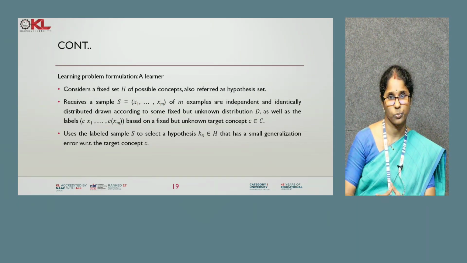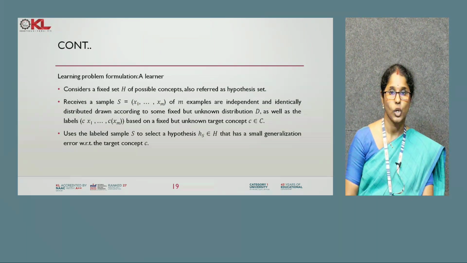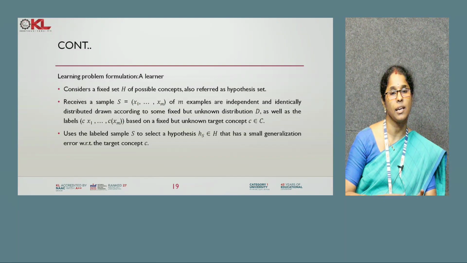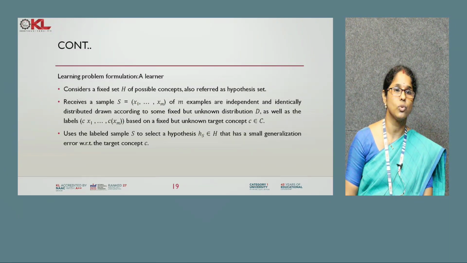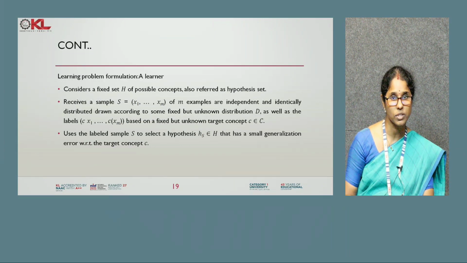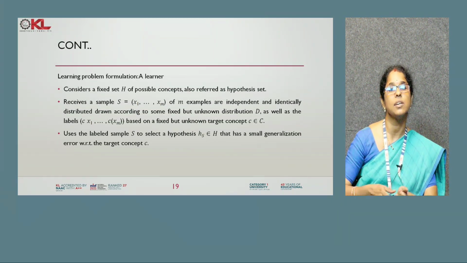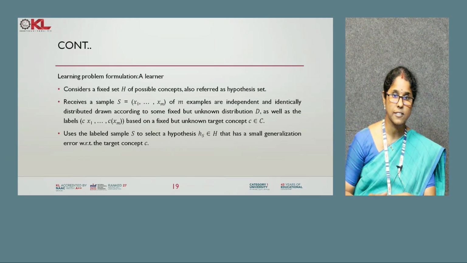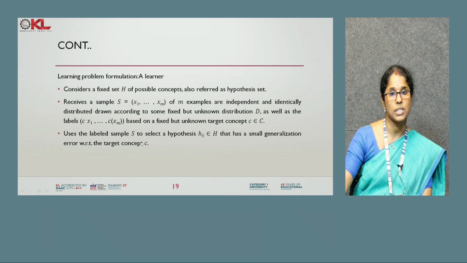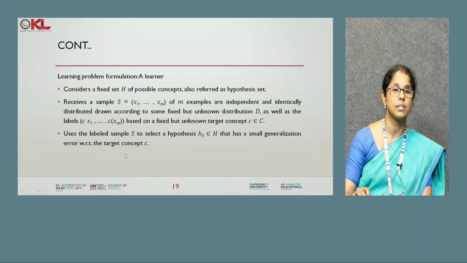Generally, a trainer will be training a particular machine to check whether it is judging things approximately or accurately. So consider a fixed set H of possible concepts, also referred to as the hypothesis set or hypothesis space. Out of all the possible concepts, you will pick some and check according to your distribution. If they are fixed, then we will go on further. Here we use the labeled sample S to select a particular hypothesis out of the hypothesis space that has a small generalization error with respect to the target concept.